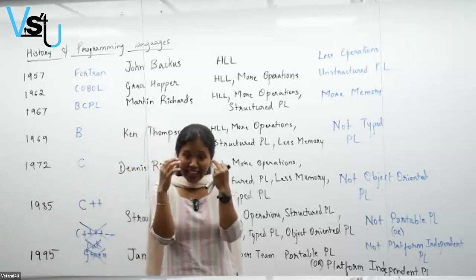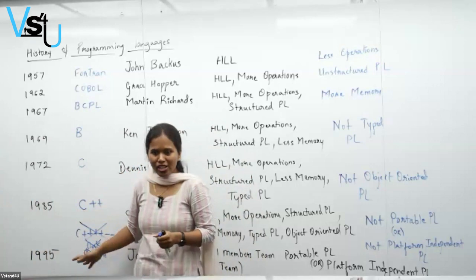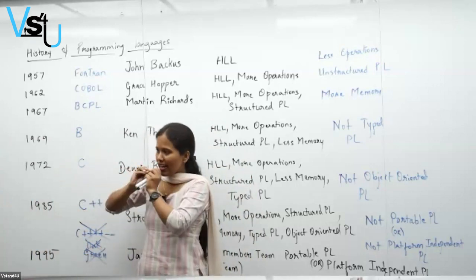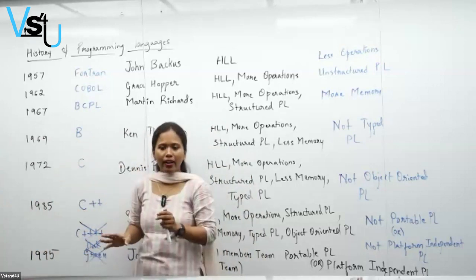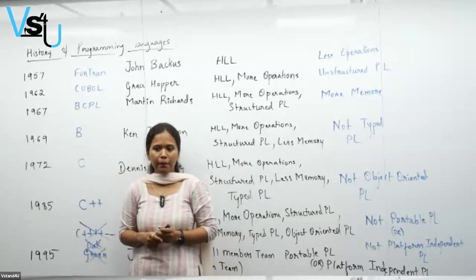Deciding a name is the only difficult thing. Somehow, in 10 years, they came up with the language. The language is ready to be released in the market. But they were not able to decide on the name. This was the biggest thing.